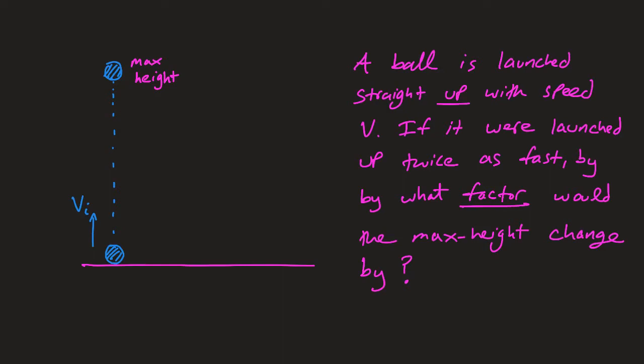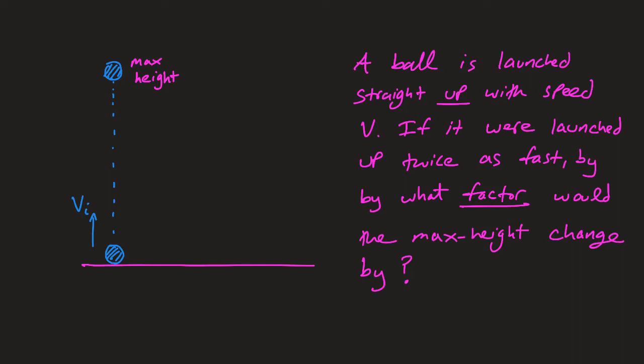So notice what we're doing here. We have set this base case of some phenomenon when we shoot it up at speed v. And then we're trying to compare a new scenario to that base case. And in this case, what would happen if we fired it at twice the speed? So I'd like you to pause the video and think about this and see if you can figure it out.